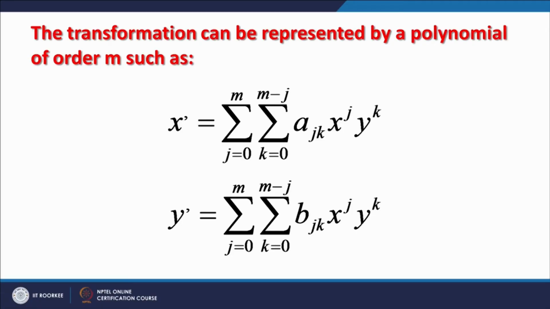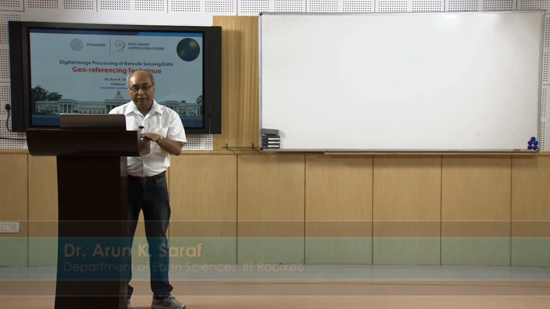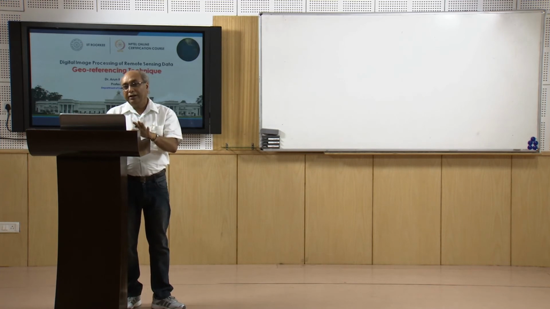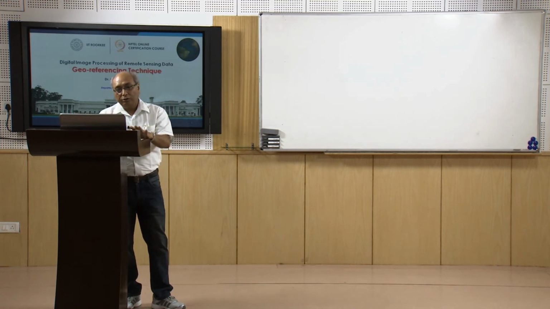So the transformation can be represented by a polynomial of order M, such as this, a general equation for a given polynomial order. Depending on the requirement, as mentioned earlier, if I am using a relatively low spatial resolution image, then it will also be representing a curved part of the earth. Therefore, the third order polynomial is most suited. But if it is relatively high spatial resolution data, then a second order polynomial can also be chosen.